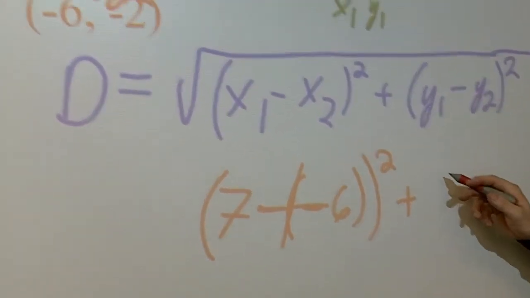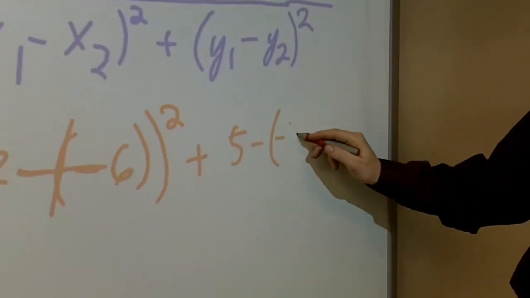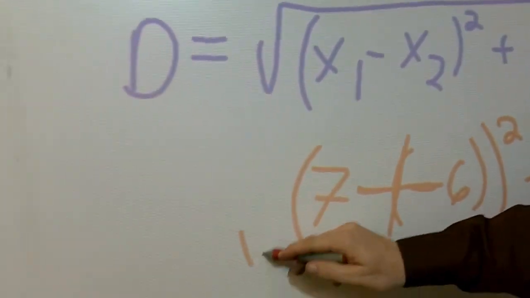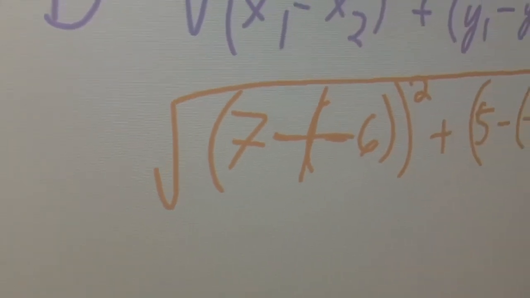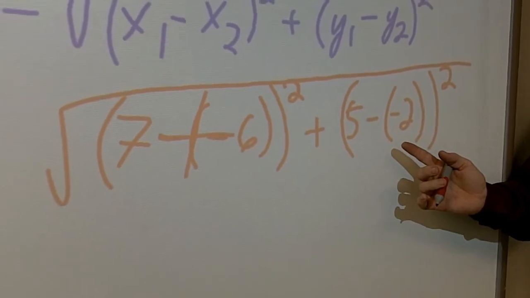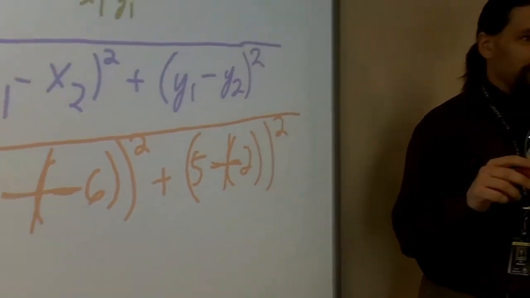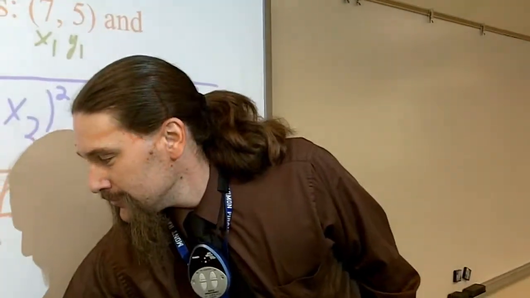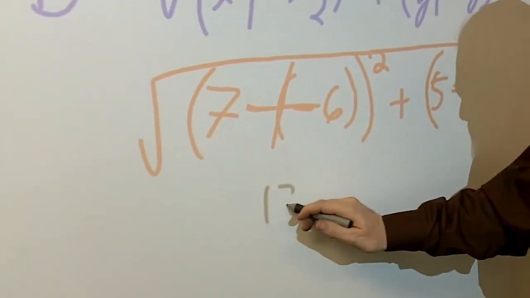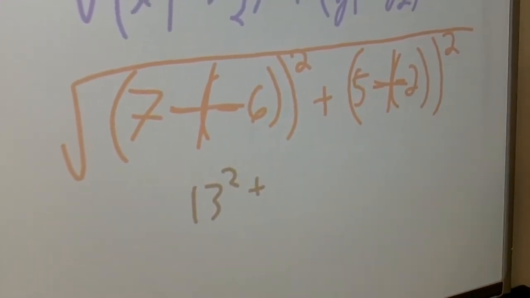The y1 we labeled here was 5. Subtract negative 2, and again, this right here, guys, becomes a what? Positive. So 5 plus 2 is 7. So 7 plus 6, you guys said was 13 squared, which is 169. And 5 plus 2 is 7 squared.